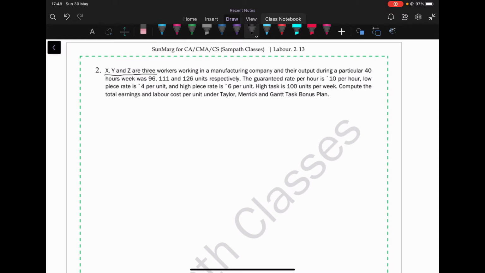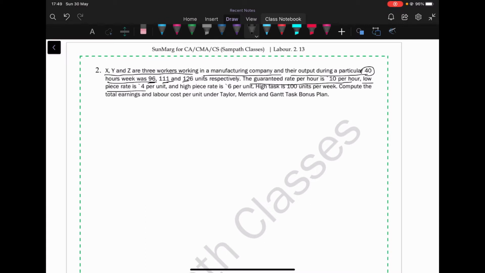X, Y and Z are three workers working in a manufacturing company, and their output during a particular 40 hours week is given. This is the output respectively. The guaranteed rate per hour is 10 rupees per hour. See, guaranteed rate is given, 10 rupees per hour.